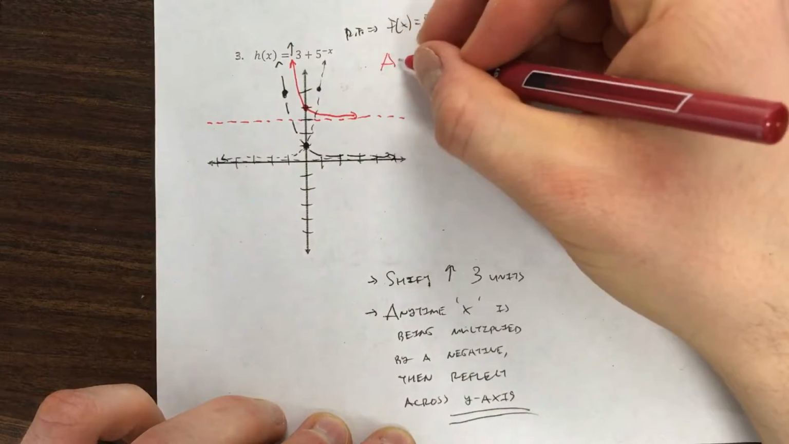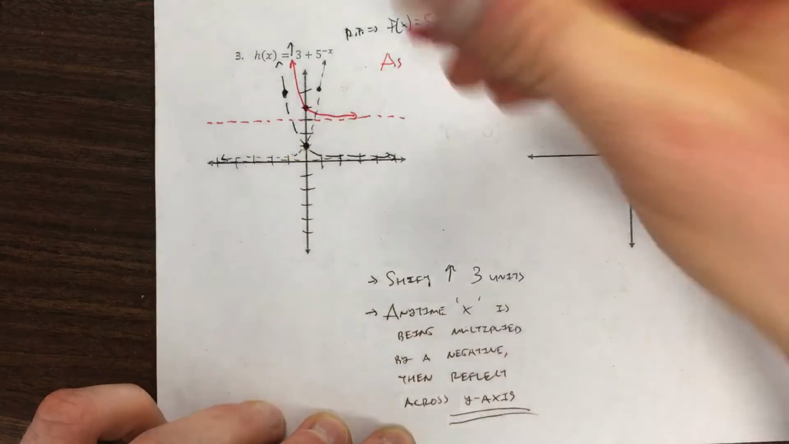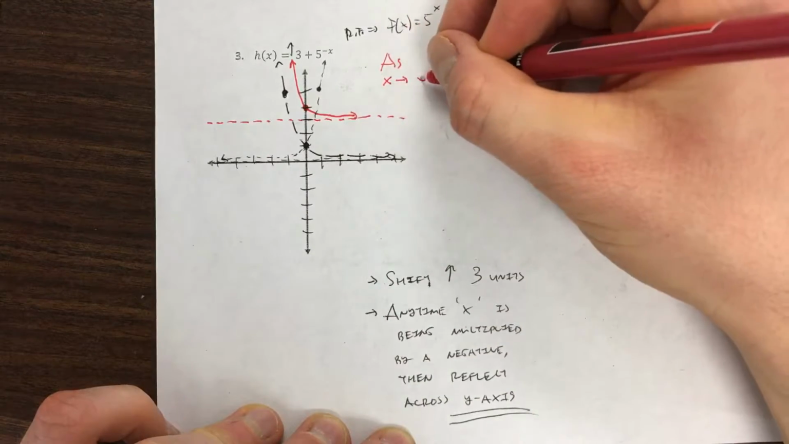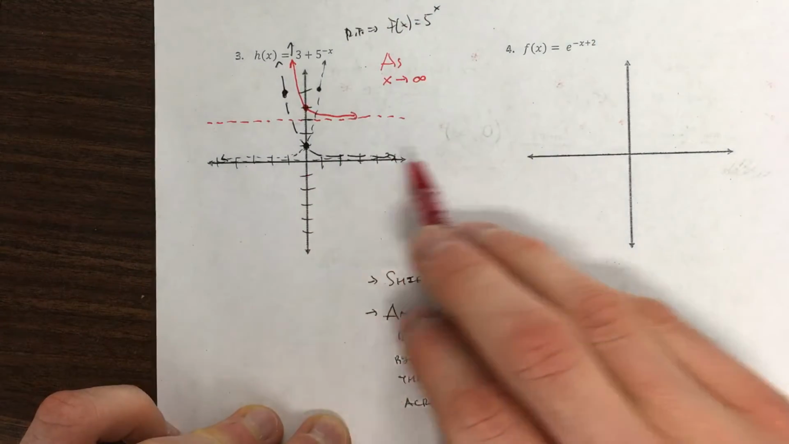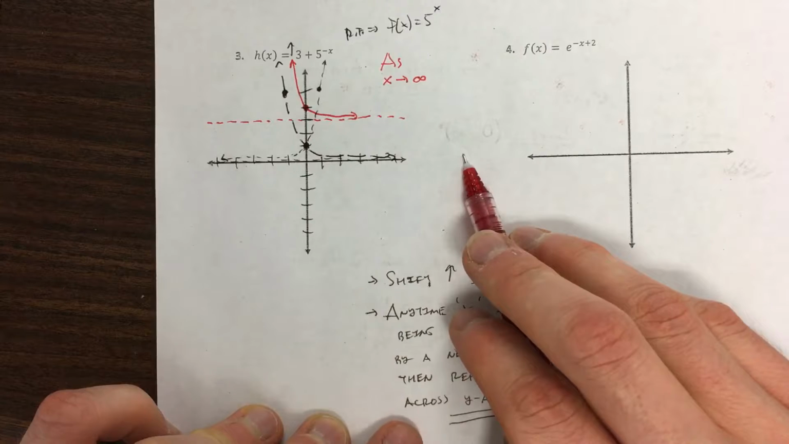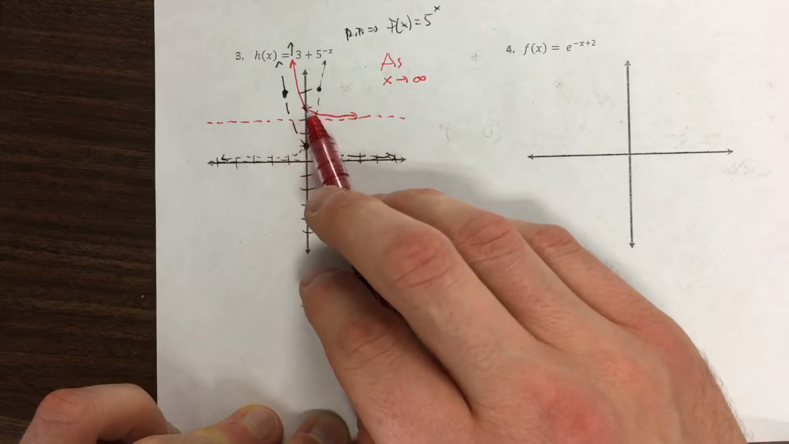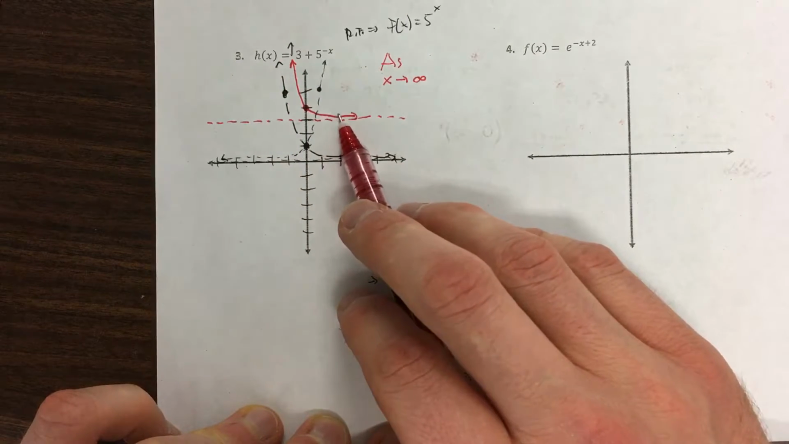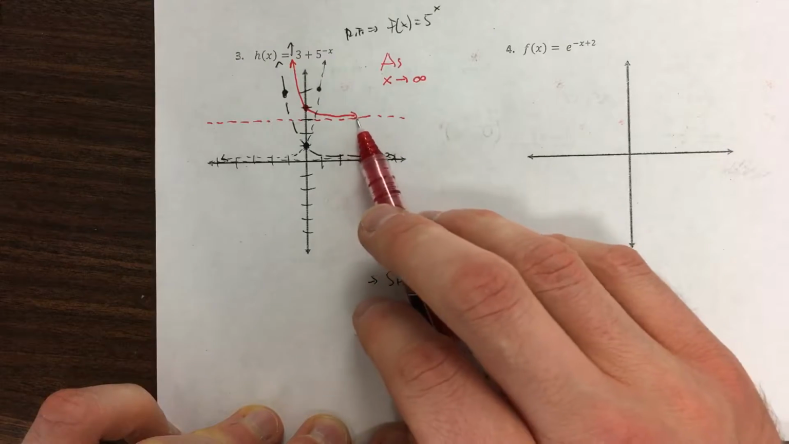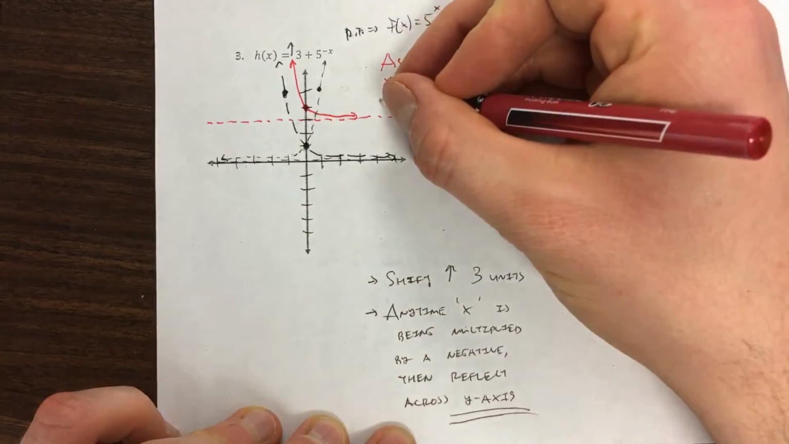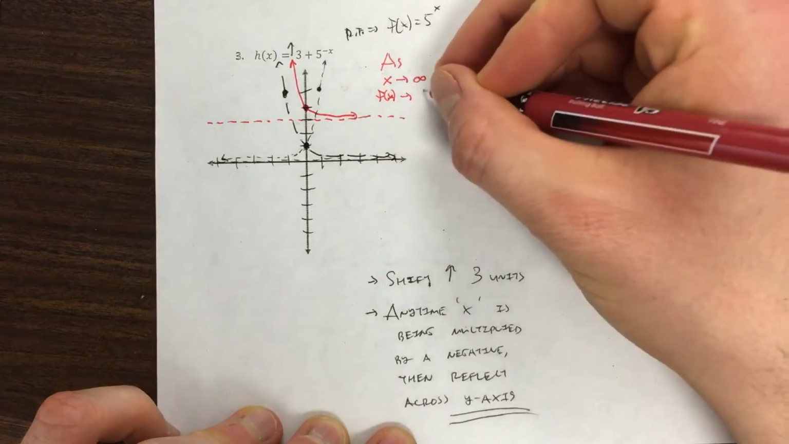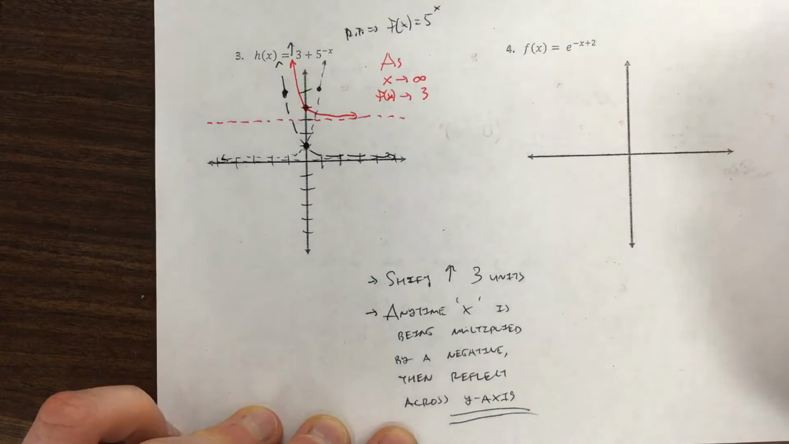Here, if we say, as we move forever in the right-hand direction, we say that x is going towards infinity. If we're going in the right-hand direction, as x is going towards infinity, this function is going to approach but never touch our asymptote. So our function here is actually going to approach the value 3.